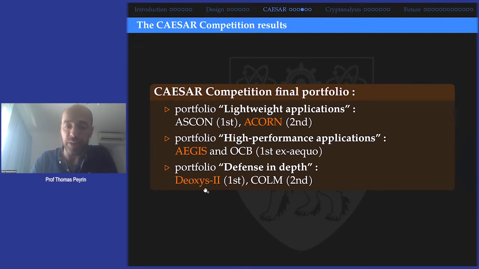And the first one, the winner, was Deoxys-II, which was one design that my team and myself created. So in the end, I think NTU could be really proud of this, because this was an international competition involving all the best cryptographers in the world. And NTU managed to place one candidate in each of the portfolios. And I think this is really outstanding.